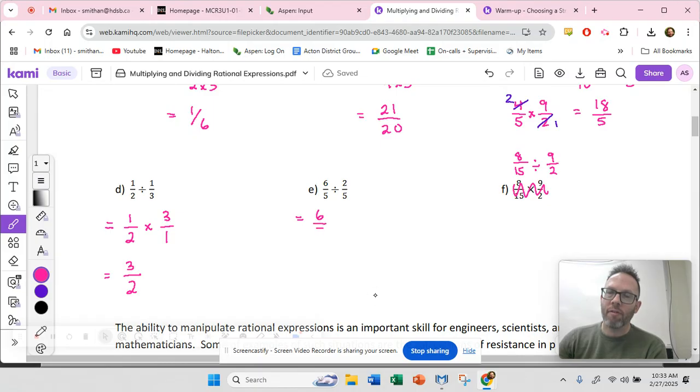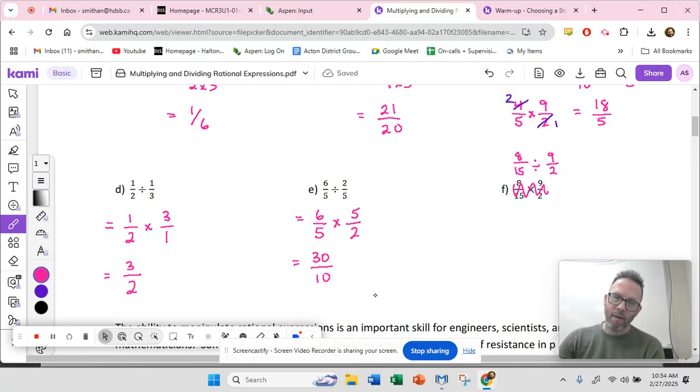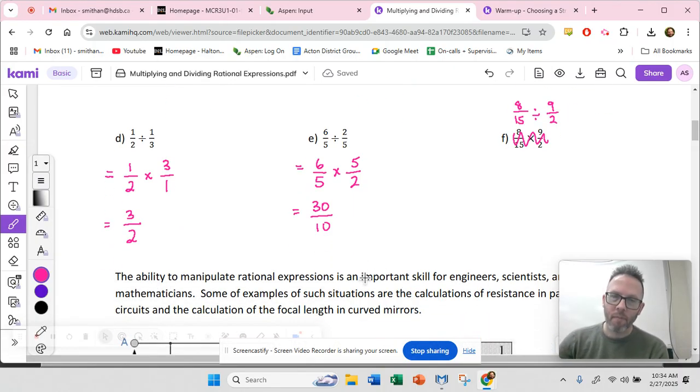E, we would change this to 6 over 5 times 5 over 2. So method 1, you would do 30 over 10. 30 over 10 is equal to 3. Nothing wrong with that. Maybe, just maybe though, in an alternate universe, you saw that, hey, 5 over 5, that's 1. 6 divided by 2 is 3, and you went right there. That's totally fine too. And then finally, let's wrap this up and move on to the good stuff. So this is 8 over 15 times 2 over 9.